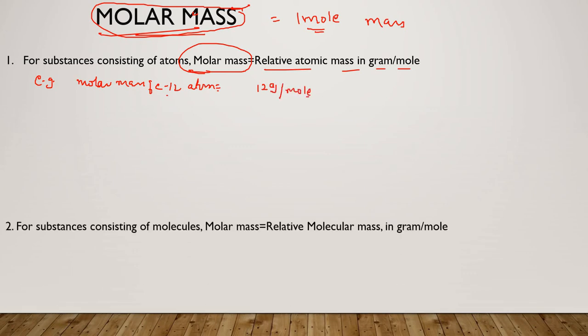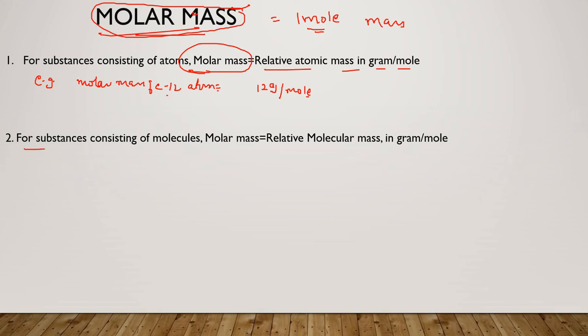Now what about molecules? Similarly, if you're talking about molecules, for example H2O, this is a molecule, so the molar mass for that molecule will be equal to the relative molecular mass in gram per mole. So this will be your 18 gram per mole.